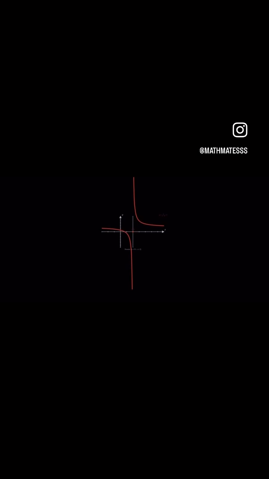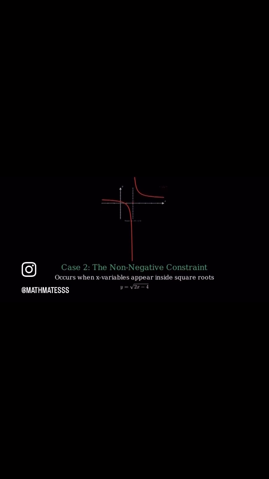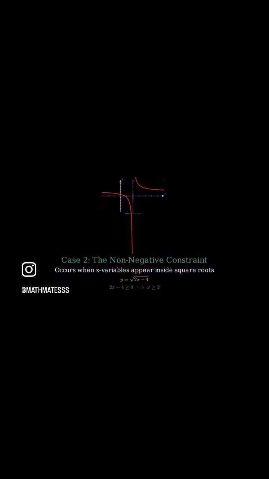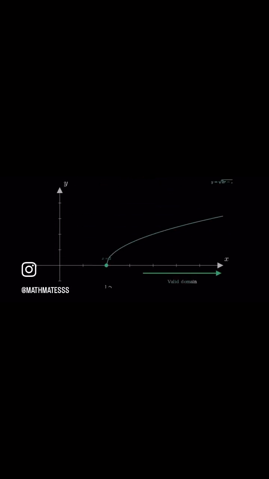Case 2, the non-negative constraint. This constraint is considered when x variables are found within a square root sign. Because of this, anything in the square root sign must be found to be greater than or equal to 0. For example, y equals the square root of 2x minus 4, where the expression under the square root must be greater than or equal to 0. This gives us 2x minus 4 greater than or equal to 0, which means x must be greater than or equal to 2. Let's visualize this function and see why the domain is restricted.